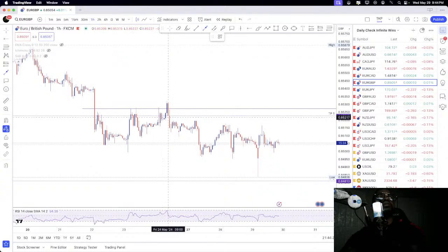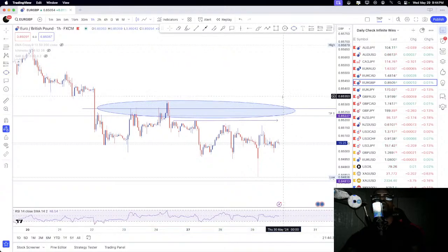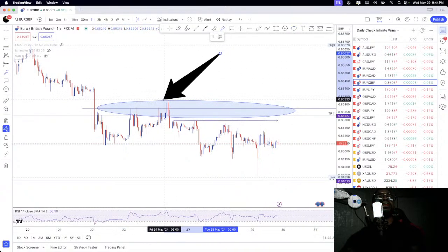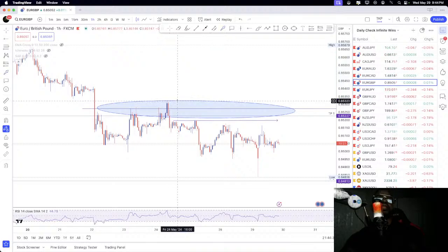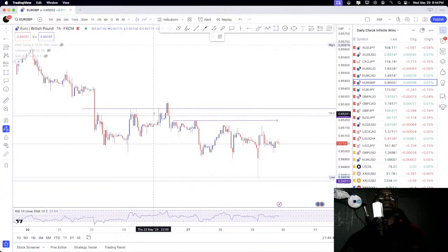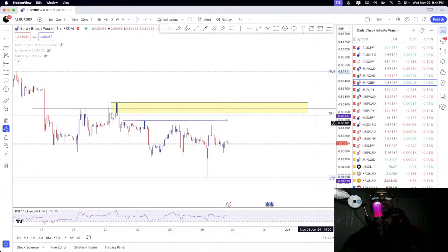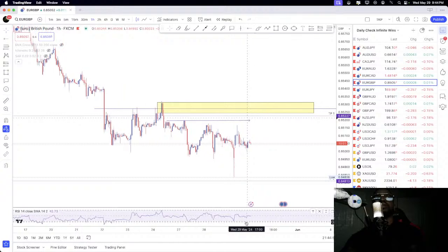Let's see, we got some highs right here. Let's see if the market wants to establish this area right here as a structural level of resistance. So we will watch and monitor this high. Let's see if price pulls back towards this area. If so, we'll look at possibly taking a continuation of this downtrend on Euro Pound.